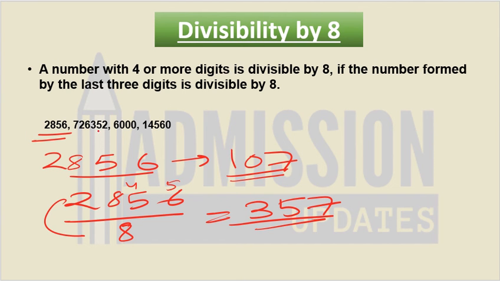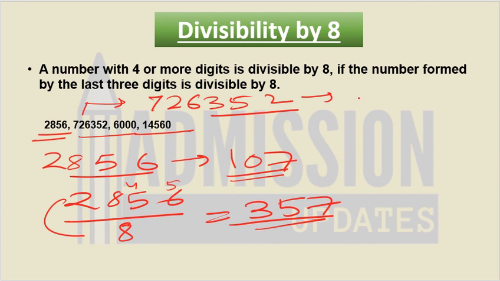Now you can check for these numbers whether these are divisible by 8 or not. I will do it for this number also, like 726352. So let us check these three numbers first. 8 4s are 32, 8 4s are 32. Yes, 352 is divisible by 8.